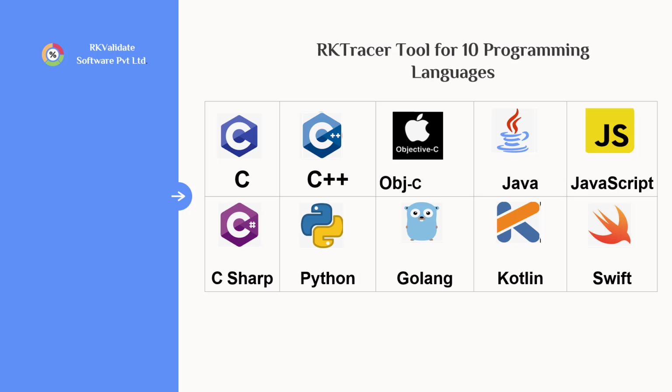Hi guys, ArchiTracer is a code coverage tool for 10 programming languages. It supports all build environments and can generate code coverage when we do unit testing or manual testing of an application, with or without unit test cases.